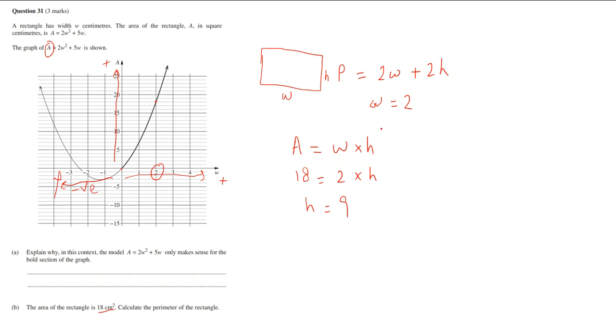Now we have both the things, W and H, to work out the perimeter. So perimeter would be 2 times 2, which is the width, plus 2 times 9, which is the height. And that would come out to be 22 centimeters.